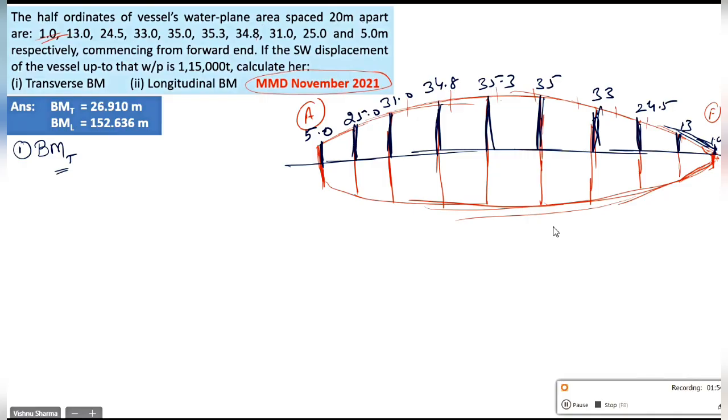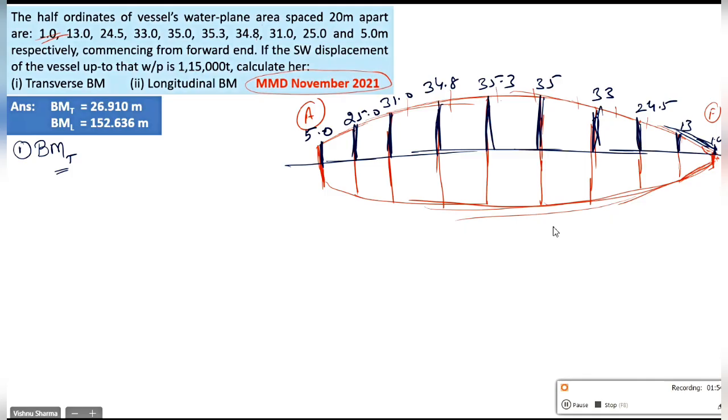Okay. So guys, BMT. Firstly, for BMT, which area do we need moment of inertia of, guys? Tell me. Please just answer the short questions. Which area do we need? Whose moment of inertia is required? The water plane. Which area is in question when it comes to BMT for moment of inertia?